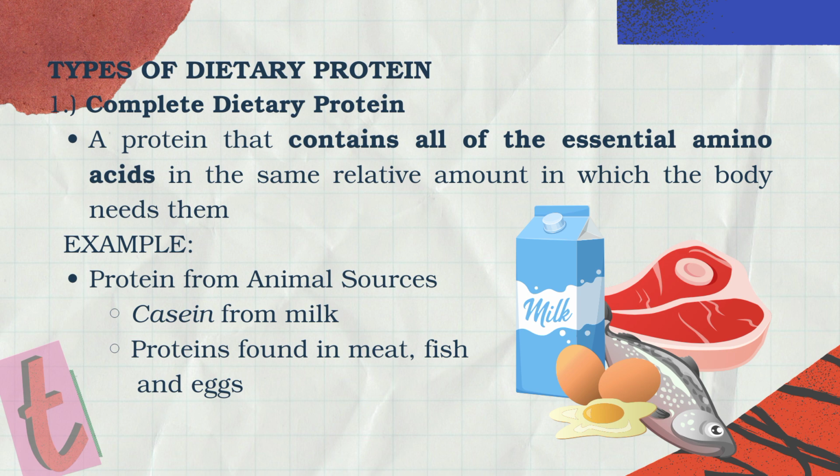So we have here the three types of dietary proteins. Complete dietary protein is a protein that contains all of the essential amino acids in the same relative amount in which the body needs them. A complete dietary protein may or may not contain all of the non-essential amino acids. Protein from animal sources is usually complete dietary protein. Casein from milk and protein found in meat, fish, and eggs are complete dietary proteins.